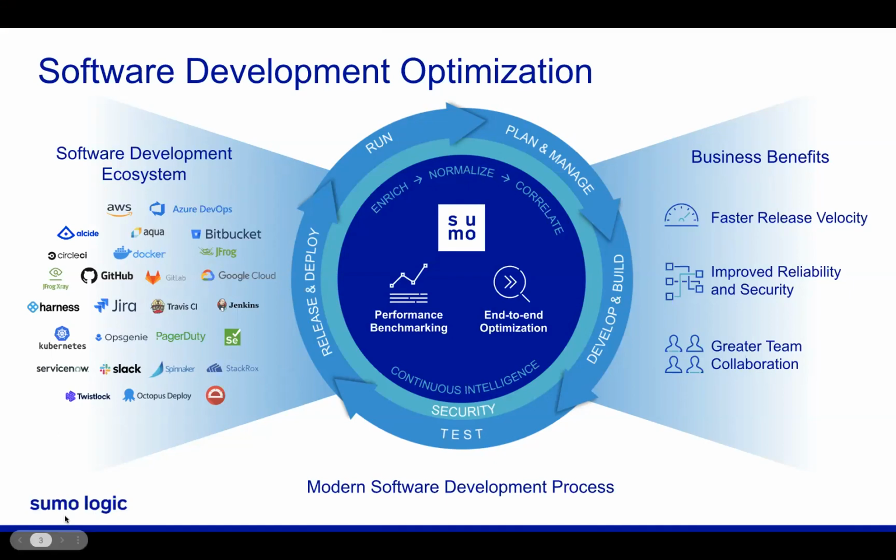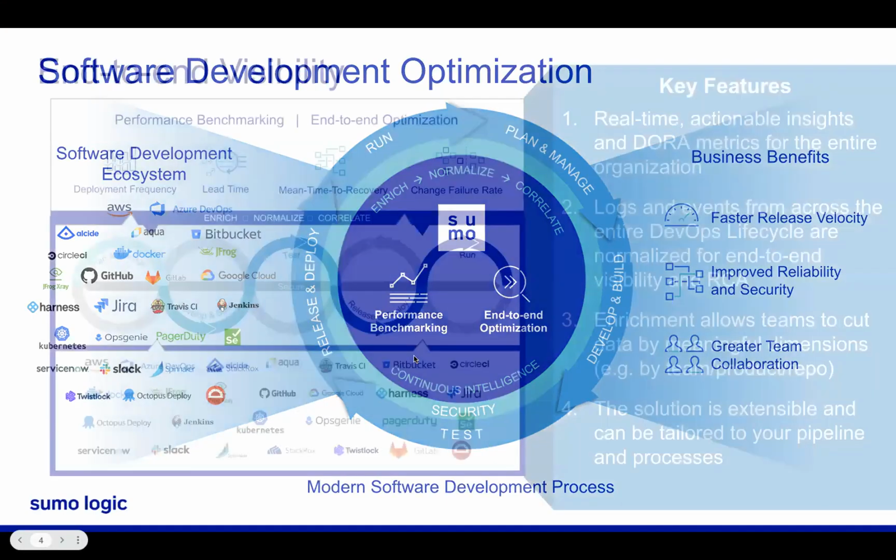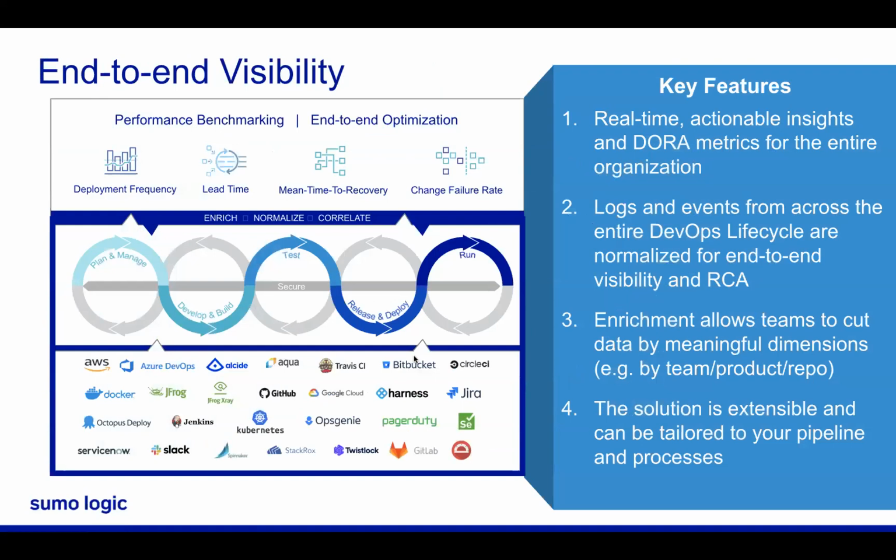Now, I'm not sure how many of you know, or are already working on this: there are DORA metrics, from the DevOps Research and Assessment organization, which sets the benchmark to understand performance. The key benchmarks are mainly towards performance benchmarking as well as end-to-end optimization.